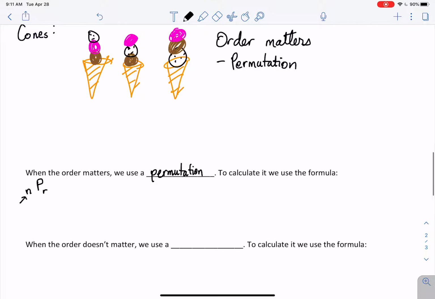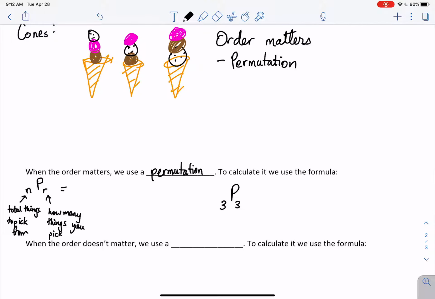Here the n is the total things you can pick from, and r is how many things you're picking. So, for example, in my cone, I had 3 different flavors, so I had 3 things total I could pick from. And then I was also picking 3 flavors from it, so 3P3. P is permutation.